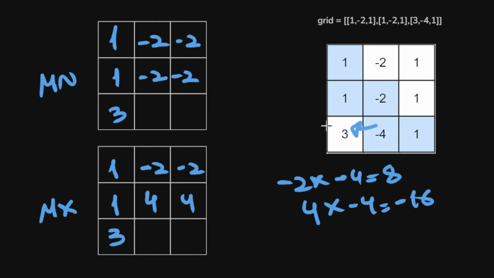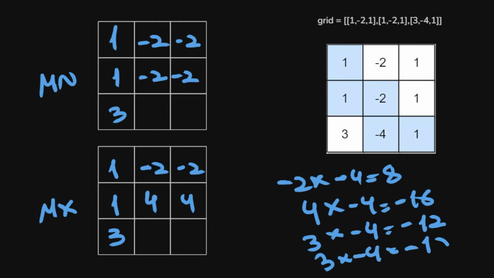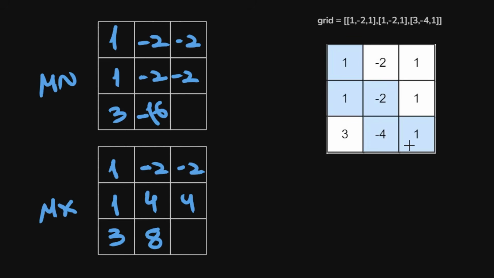If we come from the left, regarding the minimum, we take 3 times minus 4, and this is equal to minus 12. And regarding the maximum, we do 3 times minus 4 also. This is equal to minus 12. Now the minimum number here is minus 16, and the maximum number is positive 8. Finally, here, if we come from above, we take minus 2 times 1. This is minus 2.